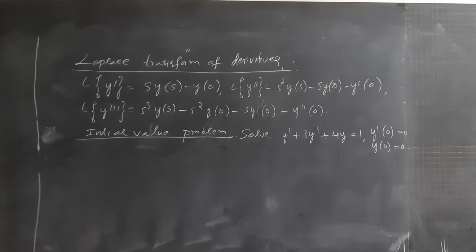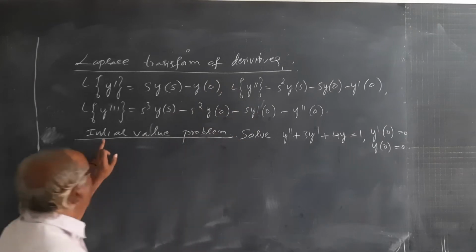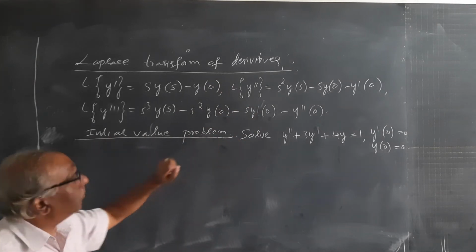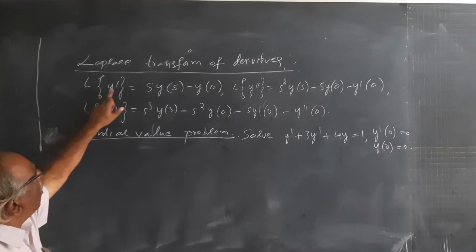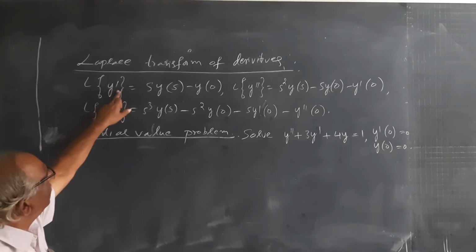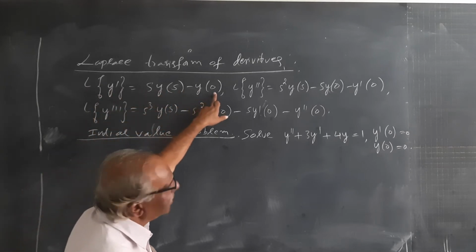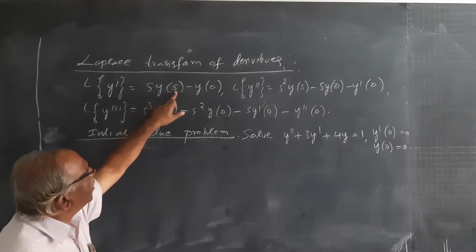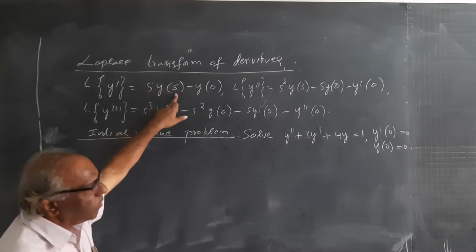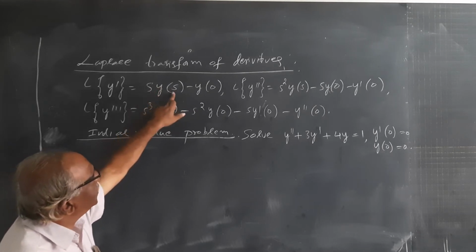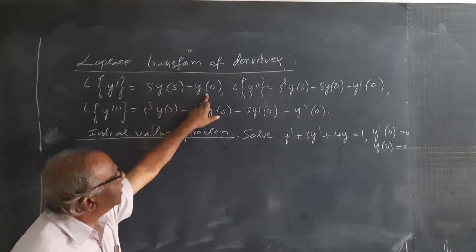Today I am talking about Laplace transformation of derivatives. After that, I will talk about initial value problem. It has been derived that L of y dash, that is the derivative of y, is s into Y(s) minus y(0). In many textbooks, you will observe Y(s) is L of y(t). Instead of writing s into Y(s), they write s into L of y(t). So L of y dash is s into Y(s) minus y(0).